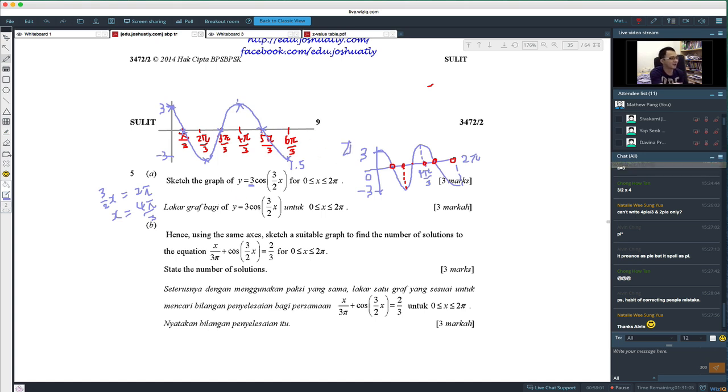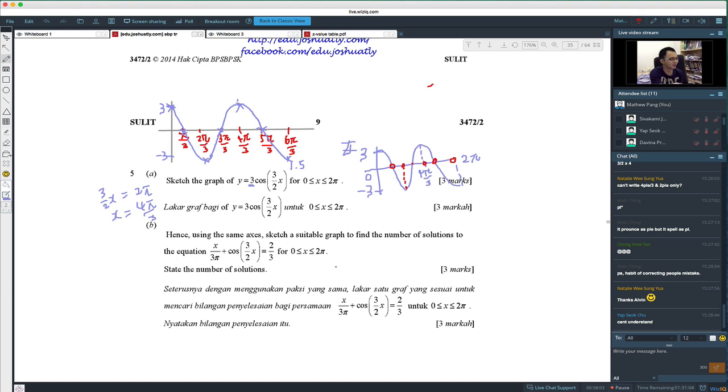The next one is using the same axes, sketch a suitable graph to find the number of solutions. So I will need to draw a suitable graph for this one. But before I do that, I know a graph must always start with y. So I need to substitute my y into here. So you can find y equals 3 cos 3 over 2x. But the problem is you can't find 3 cos 3 over 2x in the whole equation here.